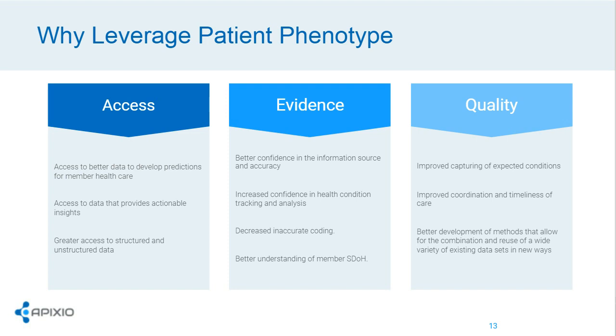So access, evidence, and quality all kind of come together to help deliver a patient phenotype to the point of care where the provider is able to act effectively at that member's behest. Again, tailored individually to that patient. Terry, we move to the next.